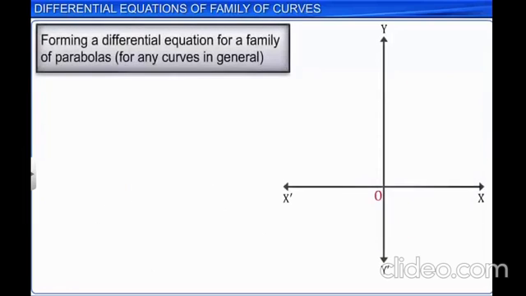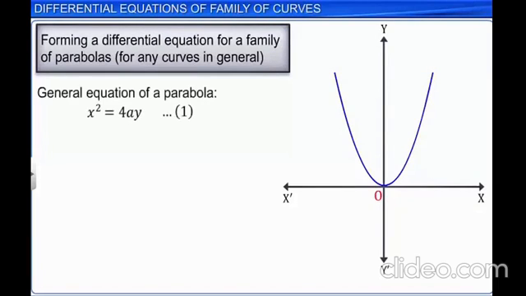Next, let us try to find the differential equation that represents a family of parabolas oriented along the y-axis and with a vertex at the origin. To achieve this, we will first take the general equation of a parabola with its vertex at the origin and direct it towards the positive y-axis. Here the variables are x and y, and the constant is a. We will form the differential equation in such a way that the constant a is eliminated.